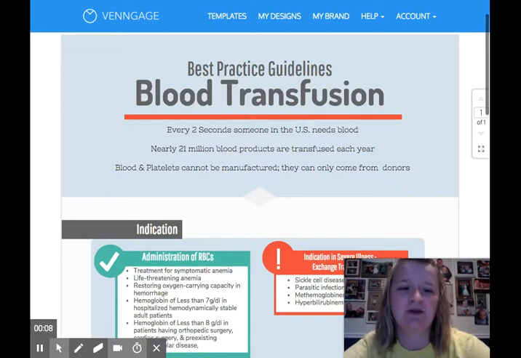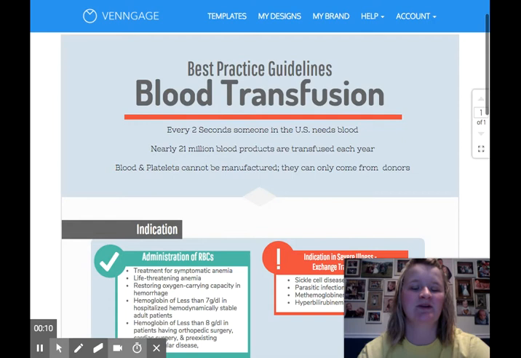Today we are going to learn about transfusing red blood cells and what the guidelines to administering and assessing reactions are. Okay, so let's start with some basic information about blood.